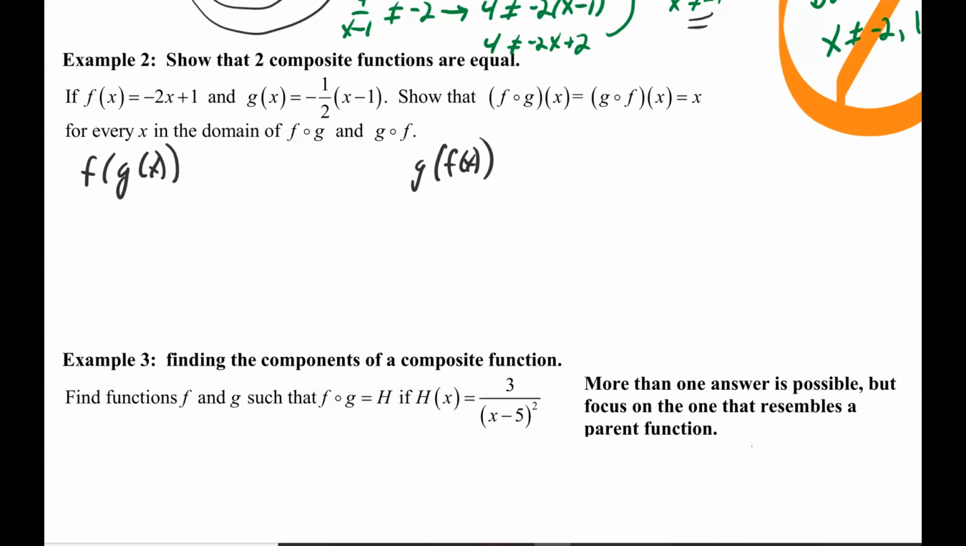And we're going to hope that they're both equal to x. And that's a question mark so far because we have to show it. But if we have functions and we're trying to confirm that they're inverses of each other, this is the way to do it. Okay, let's first find f of g of x.